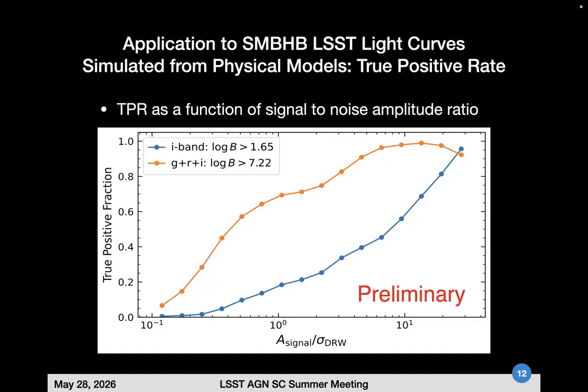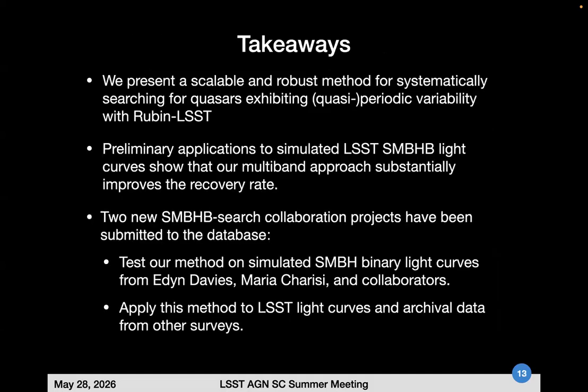At about comparable amplitude of the signal and the noise, you get like a 70% success rate, which you cannot get with only single-band data. Just quick takeaways: we're developing this method to do multi-band modeling of AGN light curves, and we can search for quasars with quasi-periodic variability. Some preliminary applications to Eden's light curves tell us we need to do multi-band, and multi-band greatly improves our success chance.